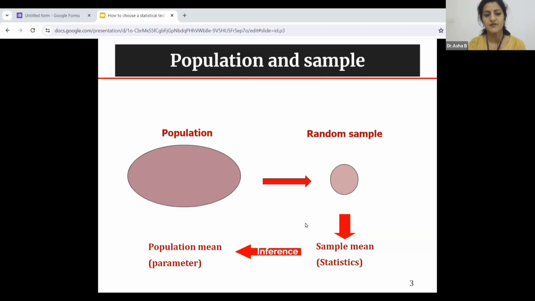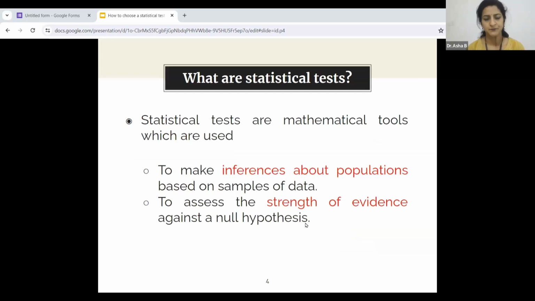How to interpret these population parameters with the help of sample numbers is with the help of these statistical tests. So now, looking into what these statistical tests are: these are nothing but mathematical tools which are applied on the sample, and they are mainly used for two things.